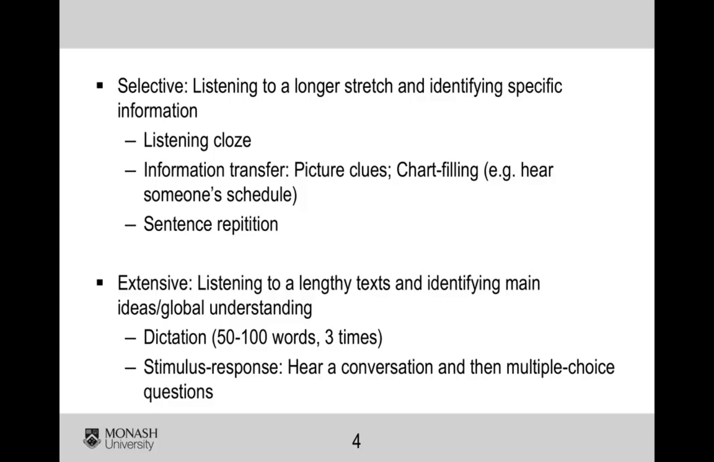So the first time is usually a normal speed, and the students write down their main things, and then the second time it's slower and they try to fill it out, and then the third time is more checking to make sure they've written it correctly.